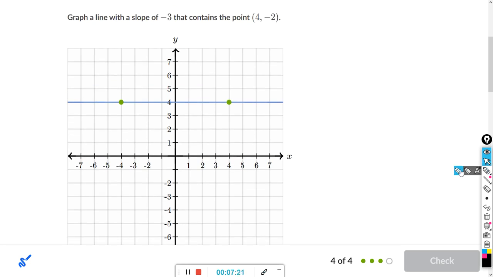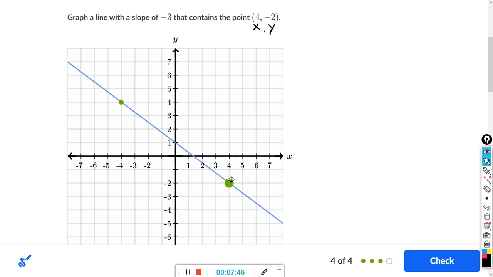All right, one more. The point is (4, -2), where 4 is x and -2 is y. Okay, that's x comma y. So this is the x-axis. I'm going to go to x equals 4. Okay, and then drag it to y equals -2. Stay at x equals 4, and then just drag it straight down to y equals -2.